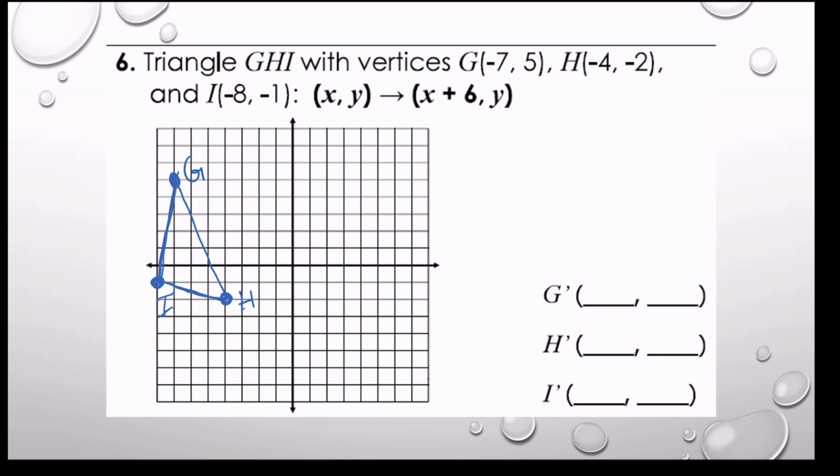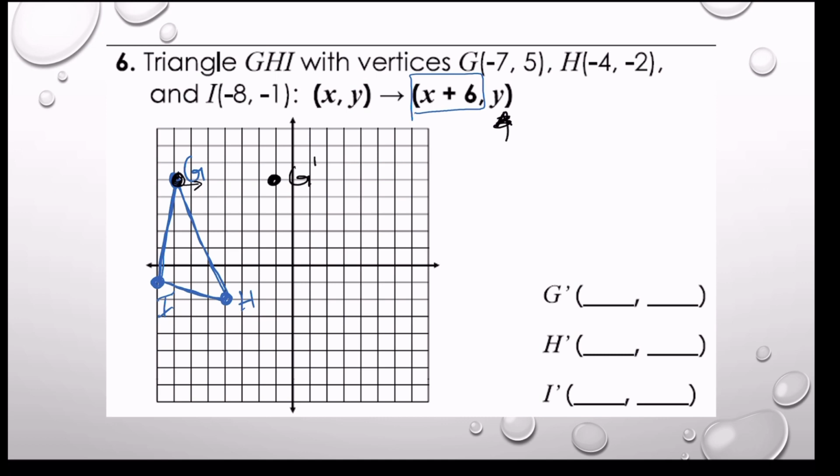So now we need to do this transformation. I like this because I'm really only going to affect the X value, meaning I'm just going to slide it right. So if all I'm doing is sliding it right, let's see where it would go. I'm going to go from this point right 6 spaces. 1, 2, 3, 4, 5, 6. And then I'm going to write my G prime. I didn't move up or down because there was no change on the Y.